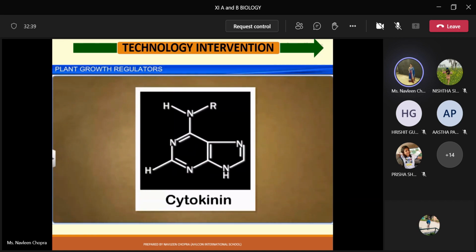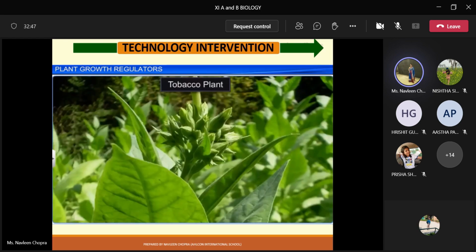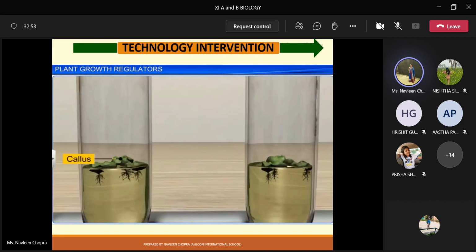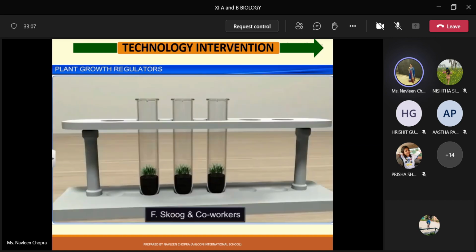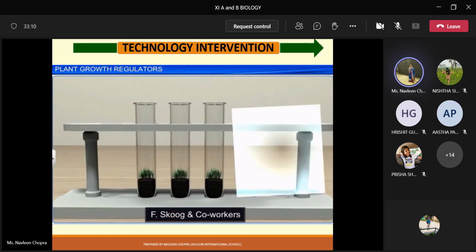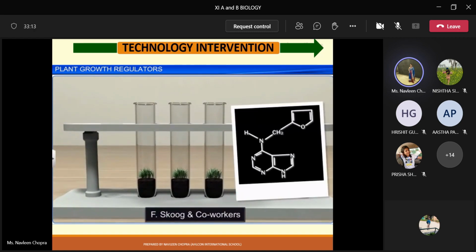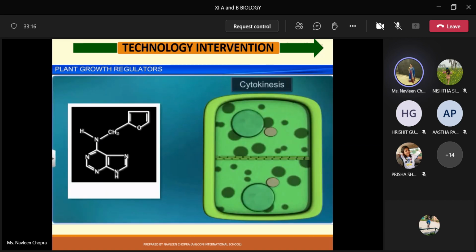The discovery of cytokinin is linked to F. Skoog and his co-workers, who noticed that cells extracted from the internodal segment of the tobacco stem proliferated to callus when the nutrient medium is supplemented with extracts of vascular tissues, yeast, and coconut milk, in addition to auxin. Later, it was Skoog and Miller who isolated and crystallized the substance that promoted cytokinesis in plant cells. It was then named kinetin.